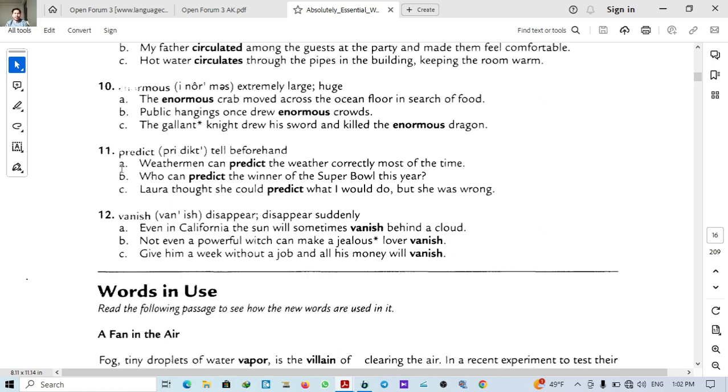And number 11, predict. Pre means before, and dict means saying, so tell beforehand. If we are predicting something, we talk before it happens. That is predict, پیشگویی کردن. Number 12, vanish. If something vanishes, it basically disappears, or disappears suddenly, meaning nagahan mafqud shudan va ya napadid shudan va gum shudan.